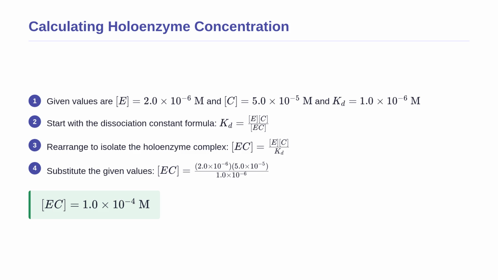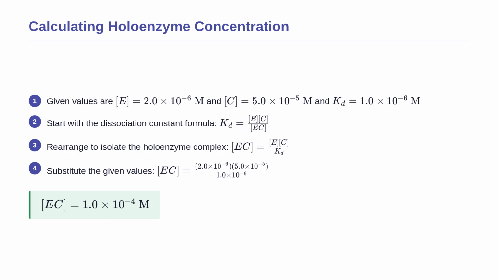Let us put this formula into practice with a concrete example. Suppose we are in a laboratory studying a metabolic enzyme. We're given the free apoenzyme concentration, the free cofactor concentration, and the dissociation constant. We are asked to find the concentration of the active holoenzyme complex.